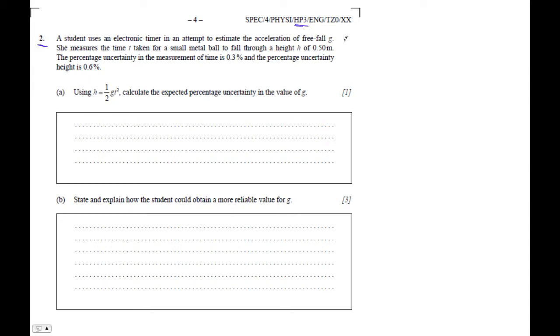She measures the time taken for a small metal ball to fall through a height of h, presumably from rest, right? So here's the ball, and we time how long it takes to fall 0.5 meters, and then we're going to calculate g. So if the height is 1/2 gt squared, then g is going to equal 2h over t squared. So g is going to be a function of h and t times t.